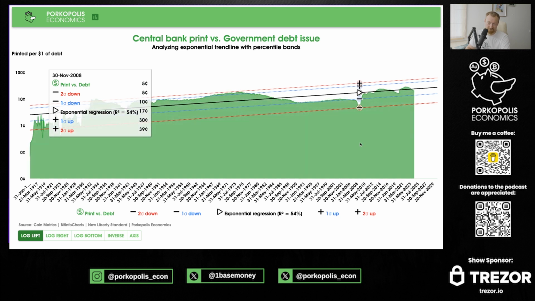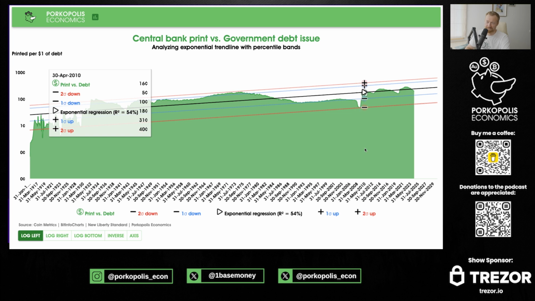2 sigma down, very, very rare error, what happened in the global financial crisis. And this was really just a swapping of bailout money. Eventually, the banks got made whole with fresh United States government bonds that didn't need to be heavily discounted because they weren't backed by junk mortgage-backed securities.